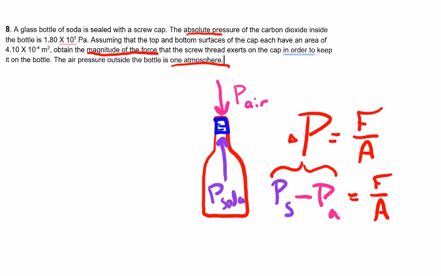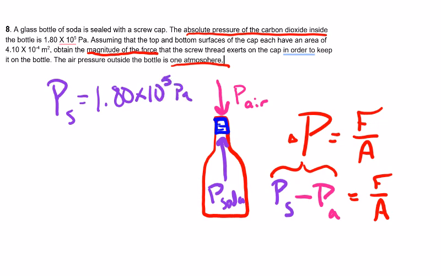Now, we know the absolute pressure of the soda inside is this 1.8 times 10 to the fifth. So that is what I'm labeling as PS. So that's the 1.8 times 10 to the fifth pascals. And then they tell me to assume the top and bottom surfaces of the cap each have an area of that much. So this is my area. So the area of this thing is that 4.1 times 10 to the minus 4 square meters. Remember, in square meters, everything is going to seem very small because the square meter is actually a pretty big unit.